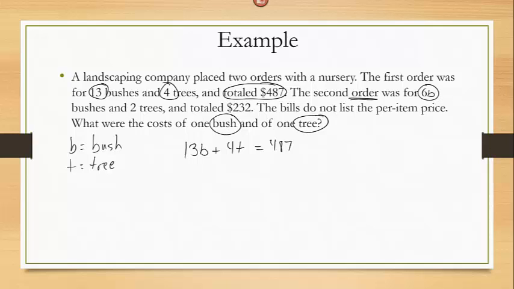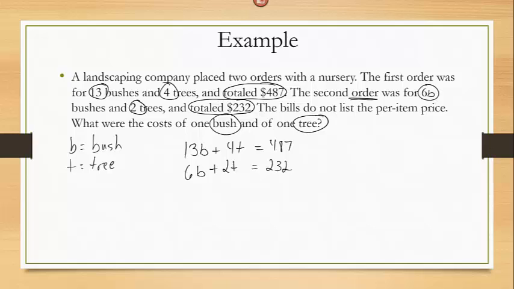So our other equation will be 6B plus 2T equals $232. So now we have our two equations, and it's set up to where we can do elimination. So let's go ahead and do elimination.